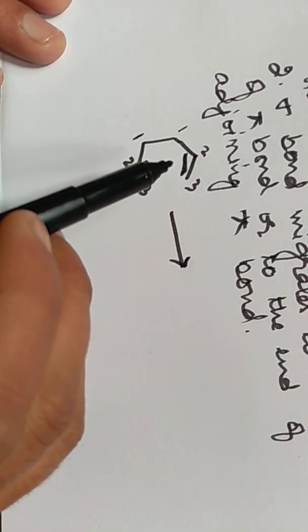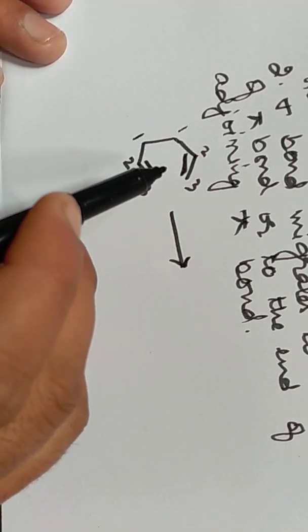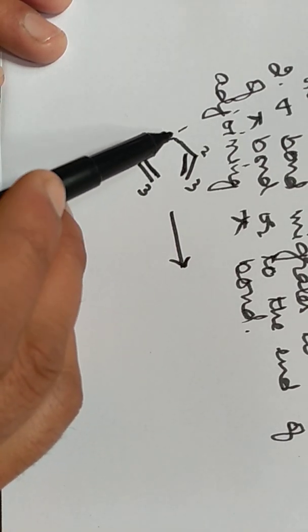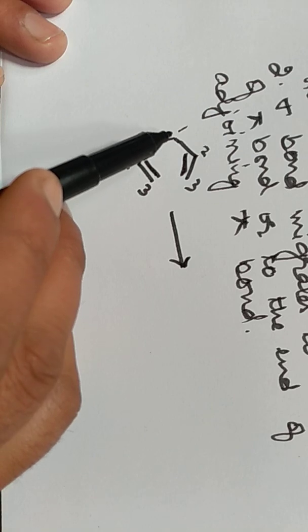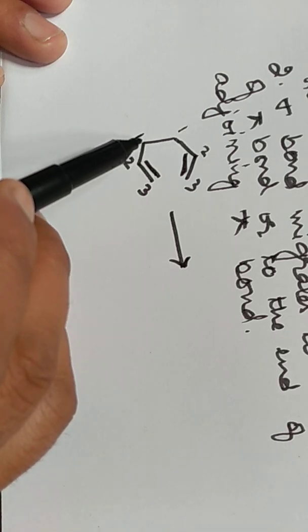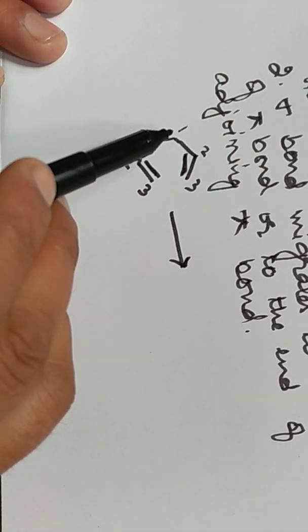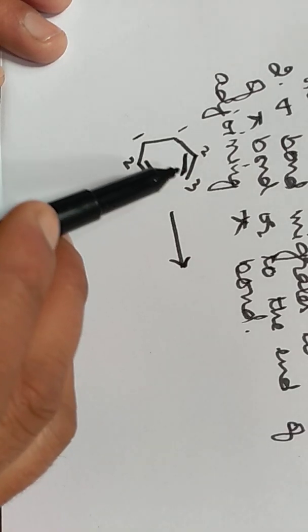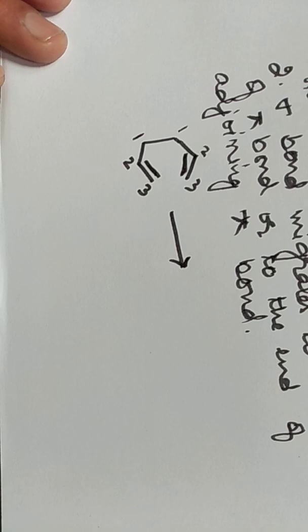We can say that we start numbering from the allylic bond on both sides. This is the allylic bond, right? We start numbering from the allylic bond on both sides. This is the allylic bond and we start numbering from this bond: 1 2 3, 1 2 3, right?